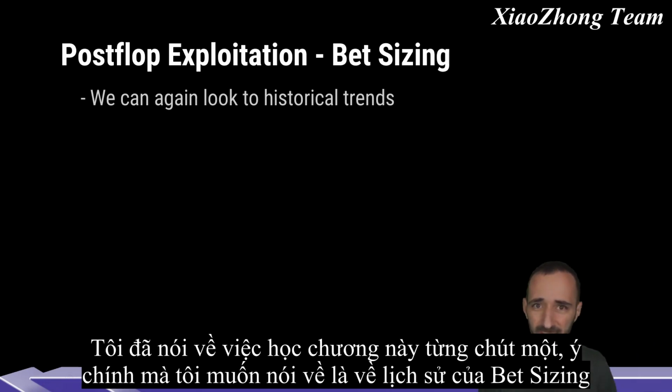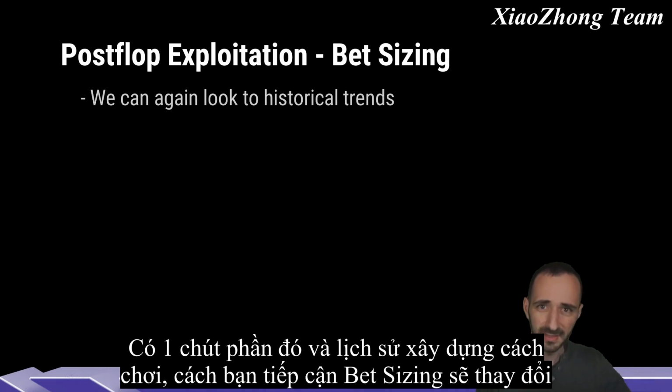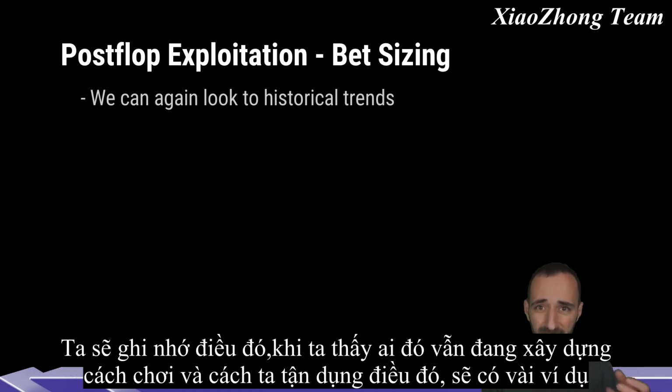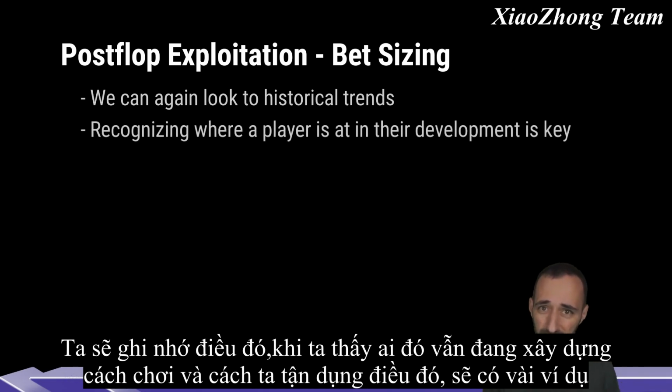I thought a lot about how to make this chapter, but I think the main idea I want to talk about is, rather than a chronological history of bet sizing, a player development history: how your approach to bet sizing should change as you develop as a player. We'll have a bit of the chronological history too. We're going to keep that in mind whenever we see someone: where are they in the player development scheme of things, and how can we use this? We're going to look at a few examples.